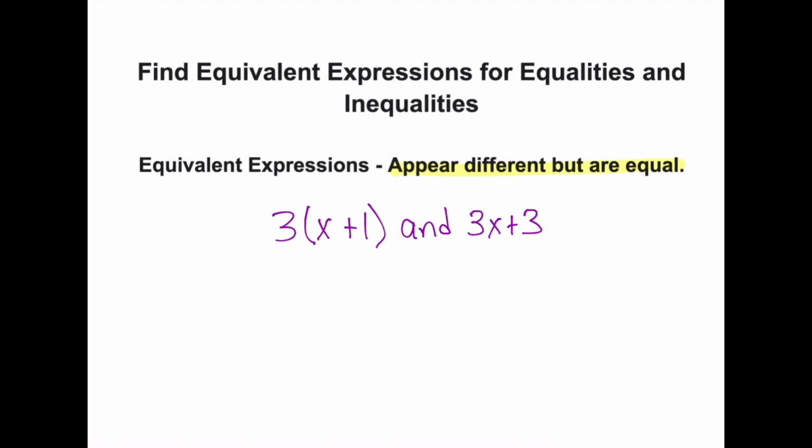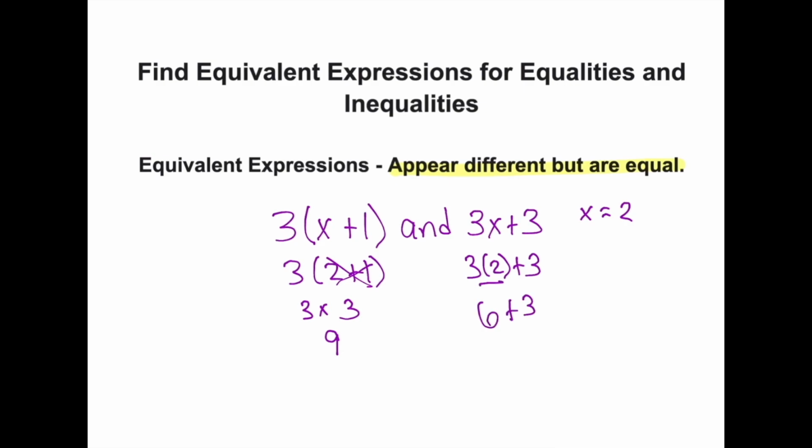When thinking about equivalent expressions, we also have the distributive property. Here's an example. If you distribute, 3 times x is 3x, and 3 times 1 is positive 3. You can also tell if they are equivalent if you plug a number in. If I say that x was equal to 2, I could plug a 2 in for x. 2 plus 1 is 3, and 3 times 3 is 9. 3 times 2 is 6, and 6 plus 3 is 9. 9 equals 9. Pause the video and rewrite the following so that they appear different but are still equal.